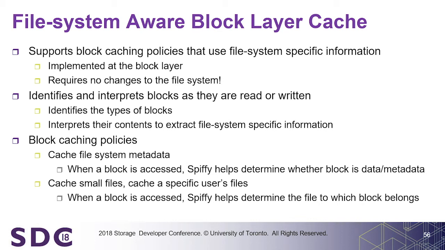For example, it can preferentially cache file system metadata blocks. To do so, when a block is accessed, we use Spiffy to distinguish between file system metadata and data blocks using file system independent code. Similarly, our caching application allows preferentially caching small files or a specific user's file. To do so, we use Spiffy to determine the file to which the block belongs. From there, we can determine the size or the owner of the file. Our use of Spiffy allows us to implement our file system aware cache with very little file system specific code.